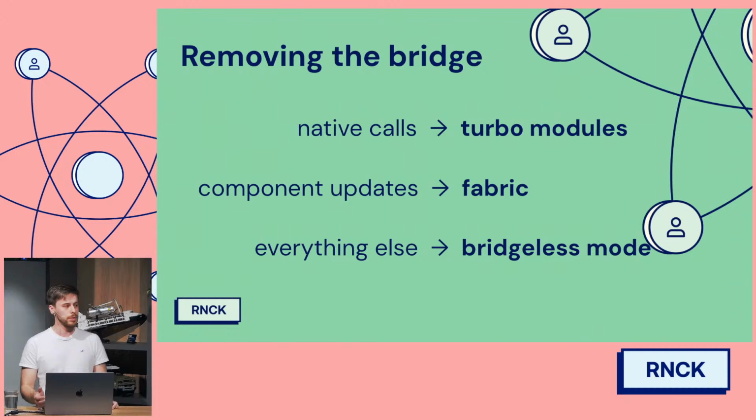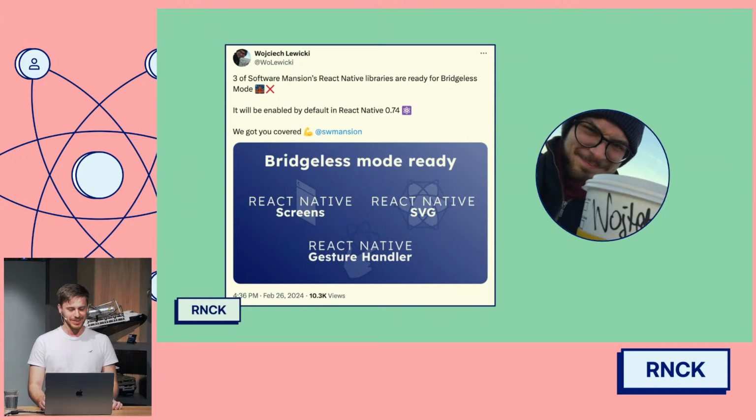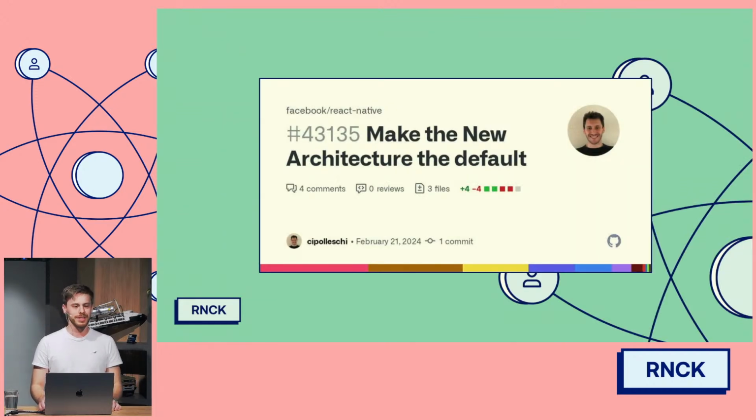And if you're a library maintainer, you have to make your library work with bridgeless mode. Luckily, you have Wojtek, and he migrated a couple of our libraries, like React Native Screens, React Native SVG, Gesture Handler, also Safe Area Context, I think, and he's right now working on support for Reanimated for bridgeless mode. And why is it important? Because in the next version, in 75, I think, the new architecture will be made default. So if we don't migrate to bridgeless mode and other stuff, we are all screwed. Don't worry, there's a compatibility layer. Hopefully it will work.